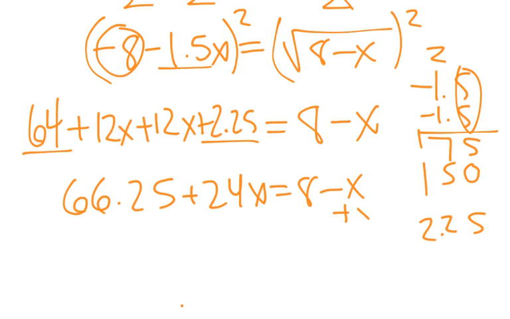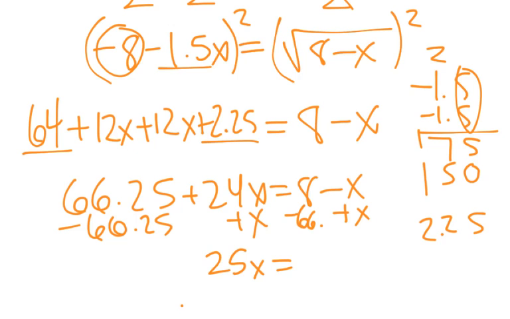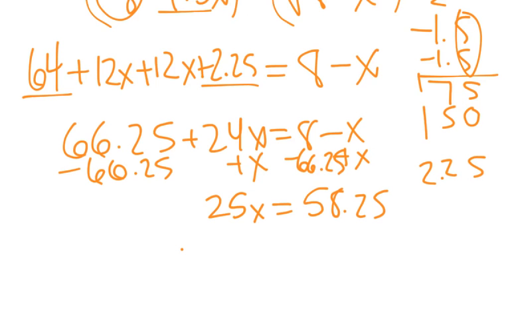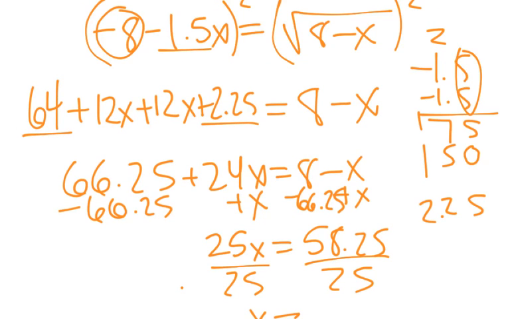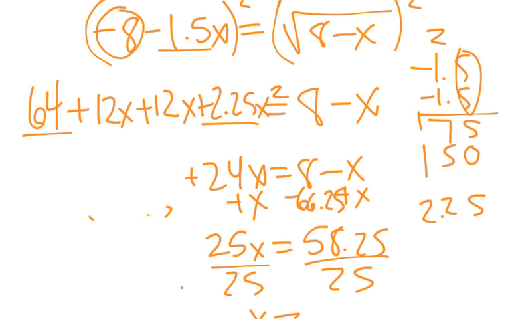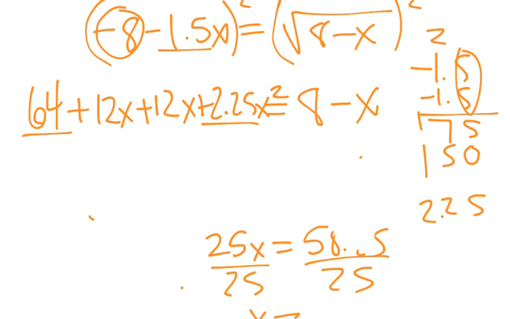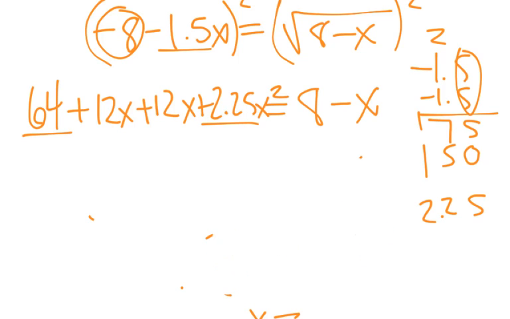So we could add an x, give us 25x equals, subtract 66.25. And we would get 58.25. And we divide by 25. And I know this feels like I'm getting something wrong here, but we're going to call it good. Dang it, found my mistake. That should be x squared, shouldn't it? Ugly, ugly, ugly. But this is sometimes a process.